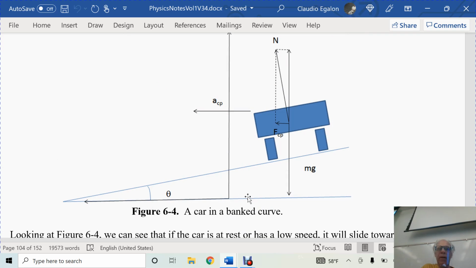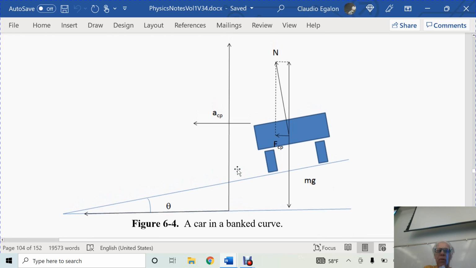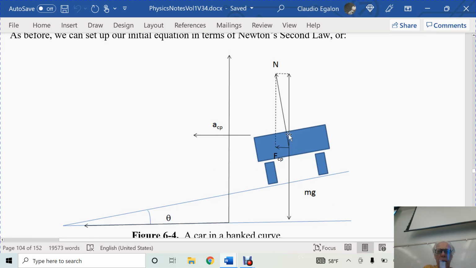Okay, in the case of the banked curve, you don't need to have friction between the tire and the pavement to negotiate the curve. And there's a reason for that. The reason is that when you have a banked curve, the normal can be broken down into a component that's vertical and another component that's horizontal. And it is the horizontal component of the normal here that acts as a centripetal force in the car.